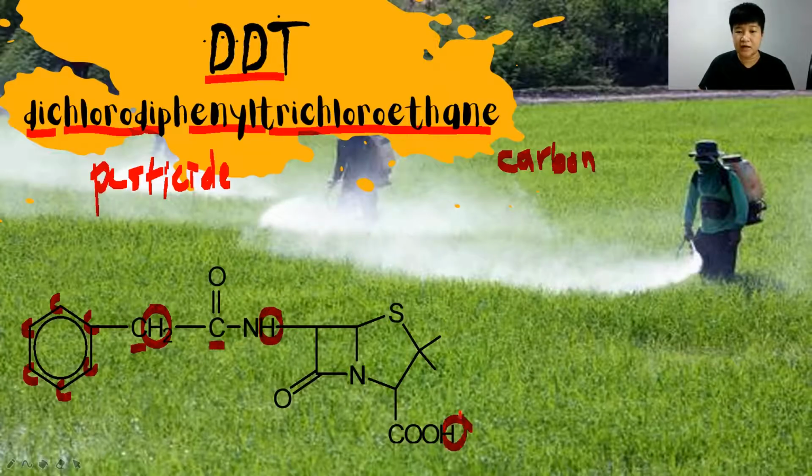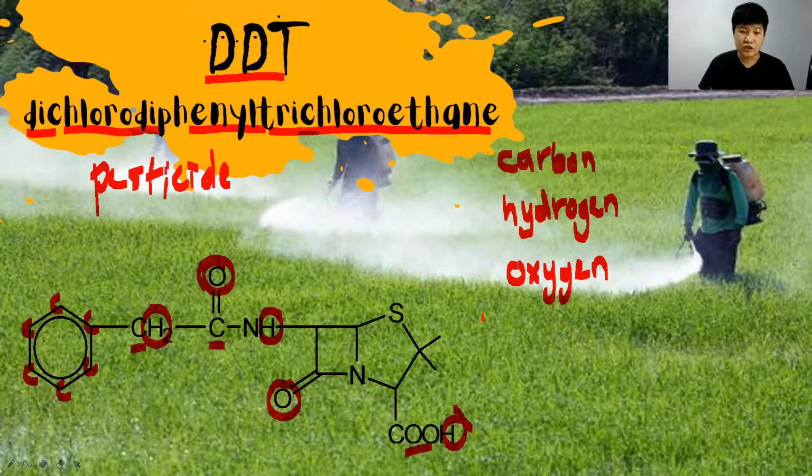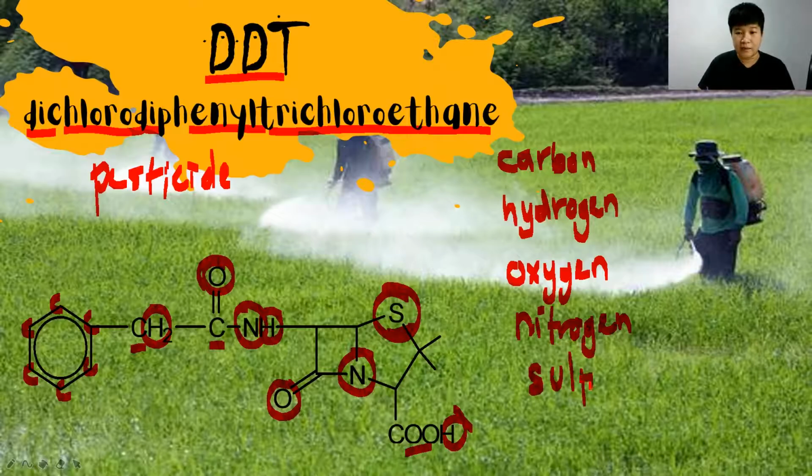You can see the presence of hydrogen over here. The next element is the presence of oxygen. You can see you have the presence of oxygen over here. Next, you have nitrogen. Do you see nitrogen? We have nitrogen in the DDT. Last but not least, in the DDT, we also have the presence of sulfur. So, to make up DDT, we need the presence of 5 elements in a certain arrangement, which is carbon, hydrogen, oxygen, nitrogen, and sulfur. These are the elements present in DDT pesticide.